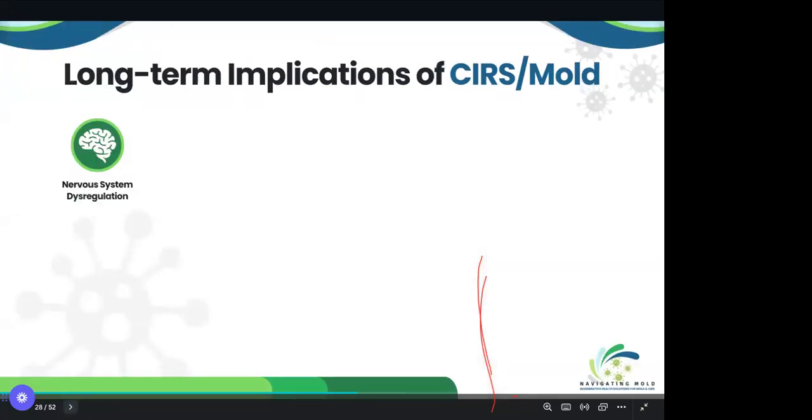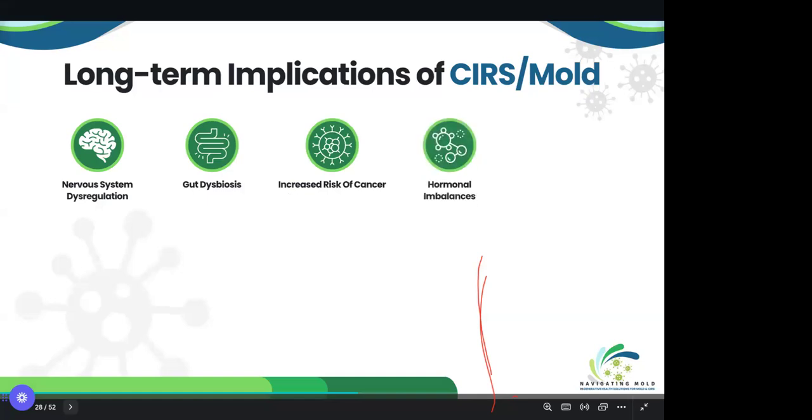So let's talk a little bit really quick about the long-term implications of chronic inflammatory response syndrome and mold. As I've mentioned, mold dysregulates your nervous system. And Heather mentioned the gut dysbiosis. That was something that she really struggled with. Increased risk of cancer, which is really unfortunate, because a lot of times people don't realize the root of their cancer is the fact that they're toxic from mold.